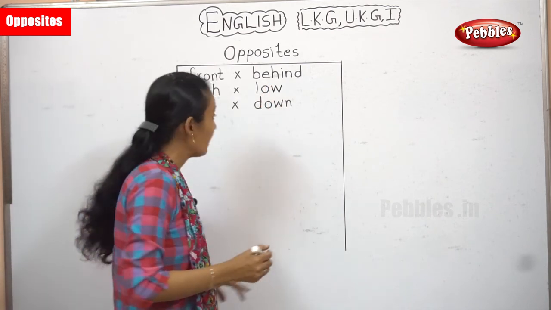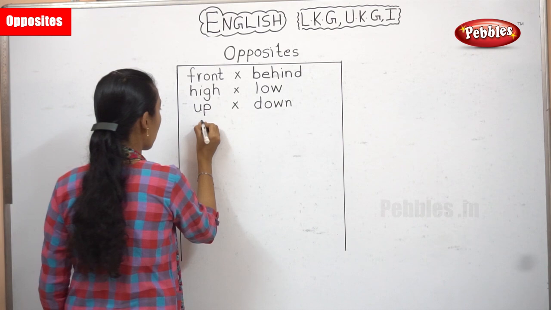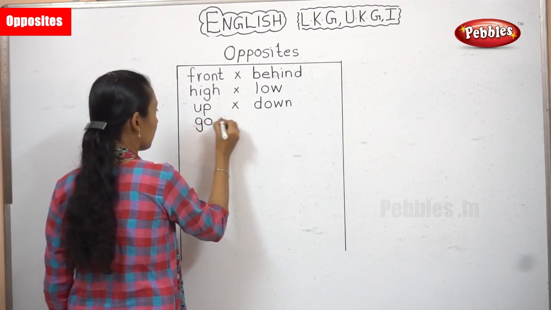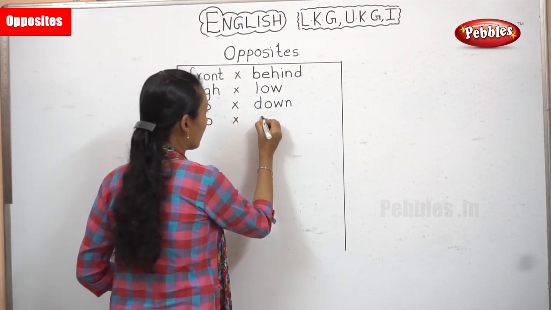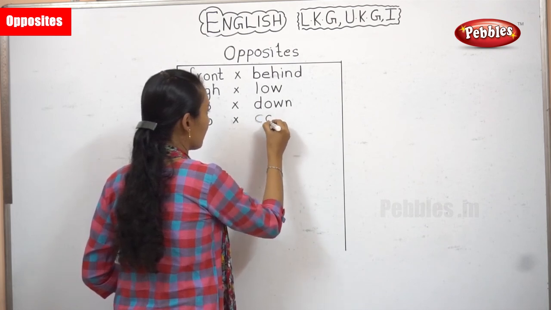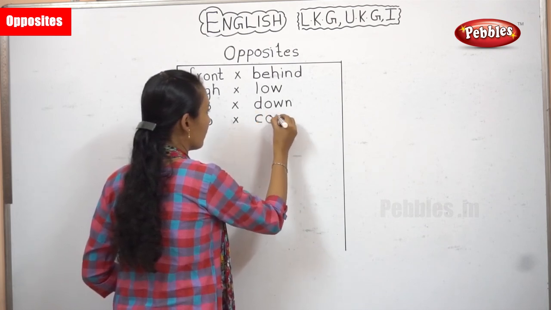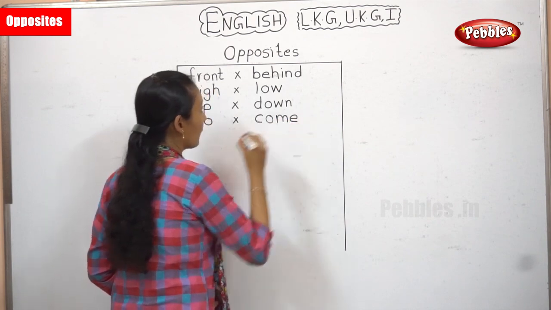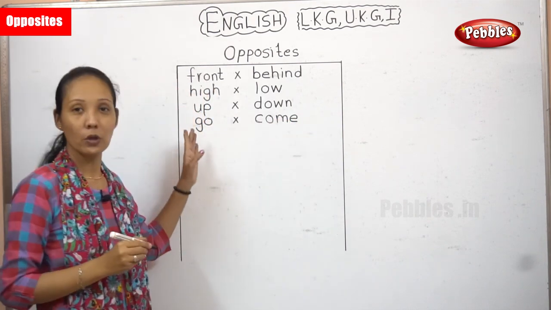Okay, now next your word is go. The opposite for go is come. Okay, now you finished 4 opposites.